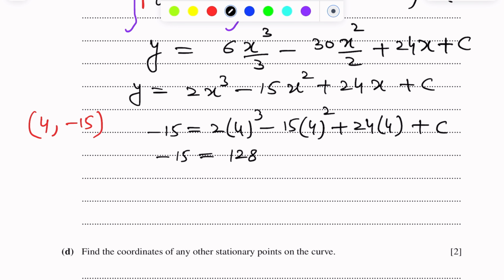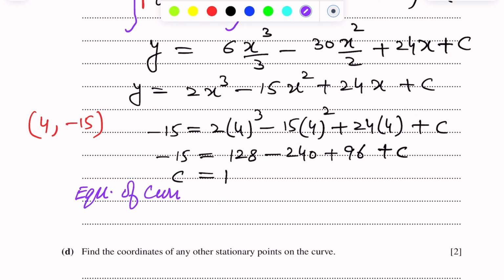So now, putting here the value of c, the equation of the curve will be y is equal to 2x³ minus 15x² plus 24x plus 1. This is the required equation of the curve.